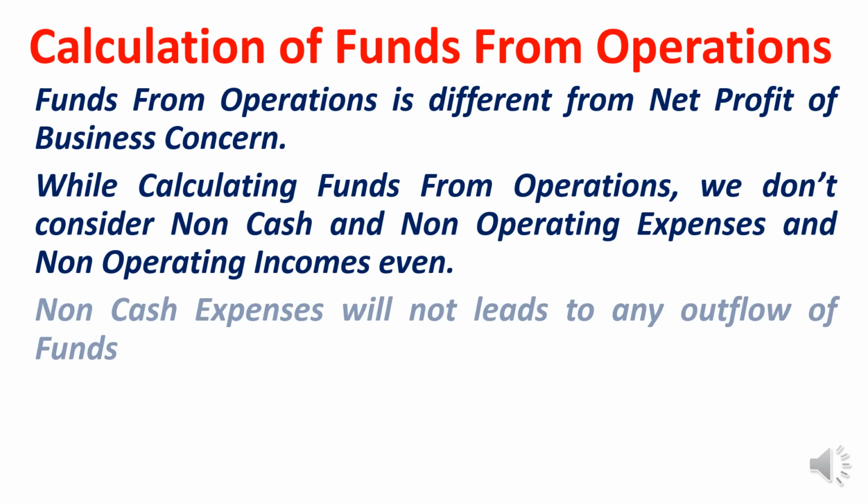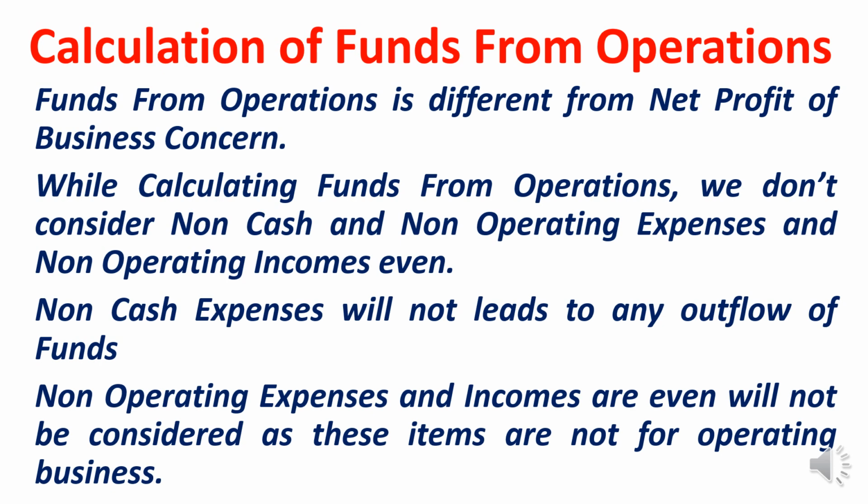So, calculation of funds from operation. Please bear in mind, the most significant confusion is that students think net profit and funds from operation are the same. Please bear in mind these two are different items. Net profit will be calculated after considering non-cash items, non-operating expenses, besides non-operating incomes even. Clear? So what do you mean by non-cash item, non-cash expenses? Any expenditure which does not lead to any outflow of funds. Clear? That is called a non-cash expense.